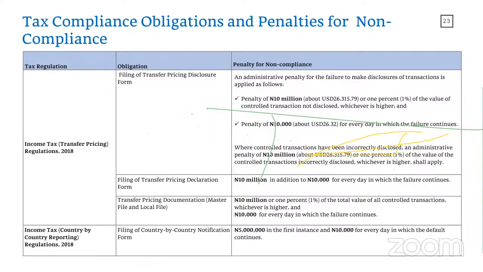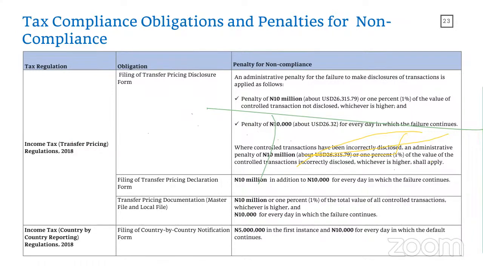Now, with FIRS, what I have on board are some of the penalties that we have when you do not meet up with the compliance requirement on TP. Filing of transfer pricing disclosure form alone. If you fail to file the form, there's a prescribed format in which the form is. If you fail to do that, there's a penalty of 10 million or 1% of the value of control transactions not disclosed, and a penalty of 10,000 naira for every day in which the failure continues.